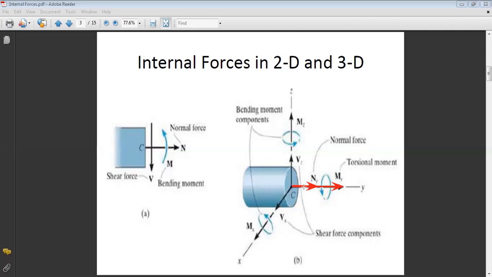Now, forces that are in the plane of the section are always called shear forces. But here in 3D, you have 2 shear forces, one in Z, one in X. While, for example, in 2D, you have only a shear force in the Y direction here.